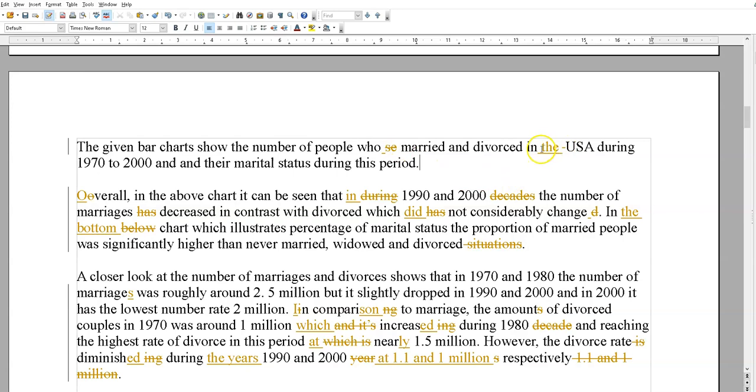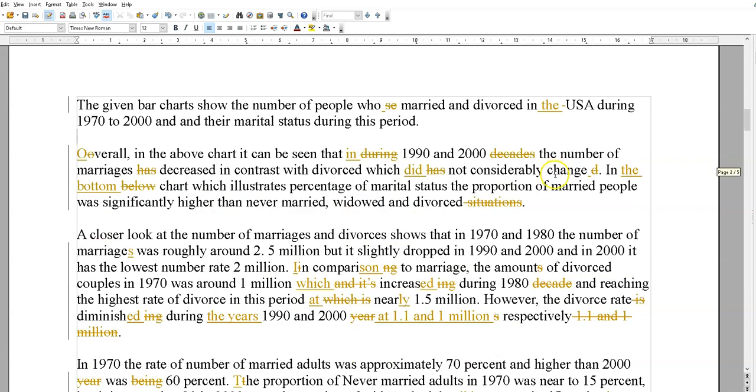If it's USA, you need a definite article. The United Kingdom, the United States of America. If it was simply America, you wouldn't need an article. Now, it's not a decade, it's a particular year. If it was a decade, it would be 1990s, 2000s, but it's not. It's a single year, so it's not during a decade, it's in a particular year.